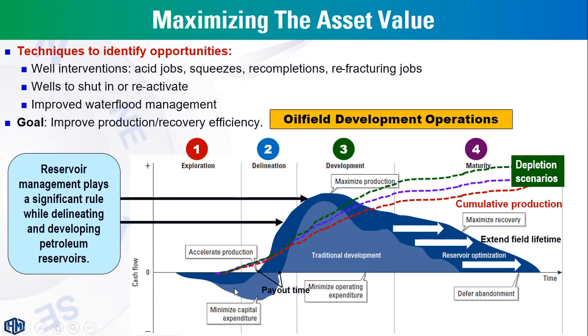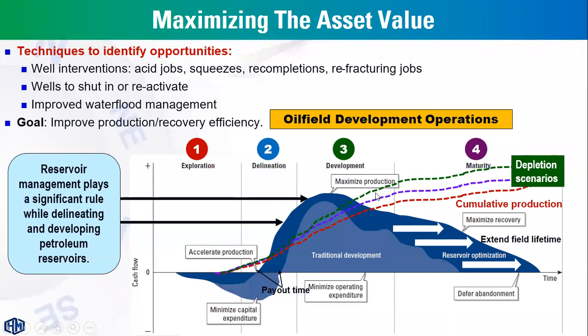But once we have successful production, we will start the production. So you will start the second phase, which is the delineation or the appraisal phase of production buildup. As you can see, the cash flow will start to be zero at the breakeven time and increasing gradually across the production buildup phase.